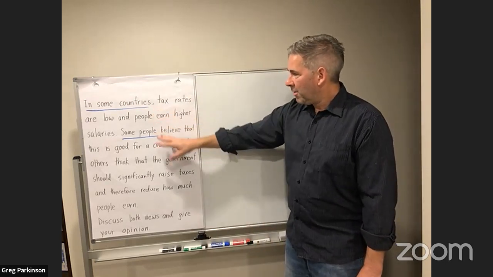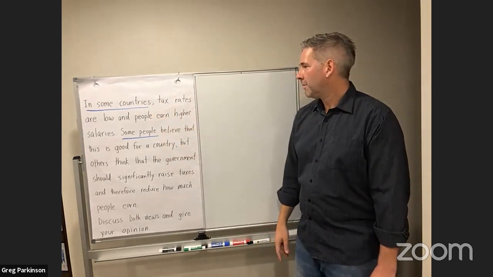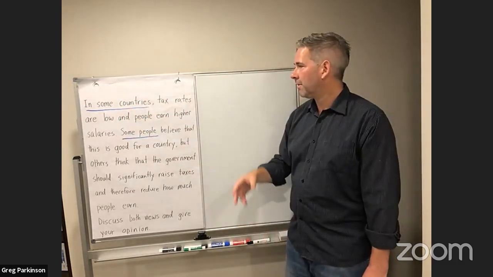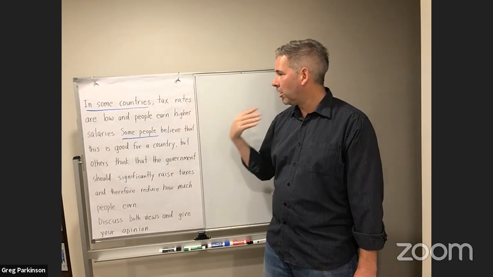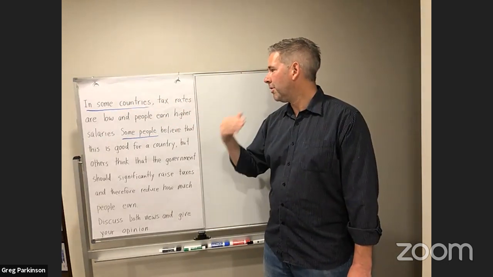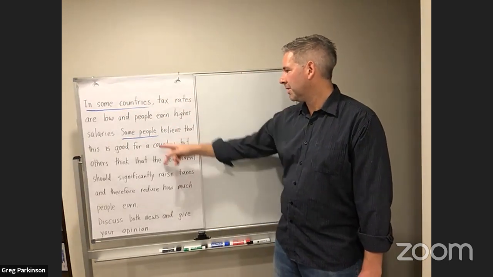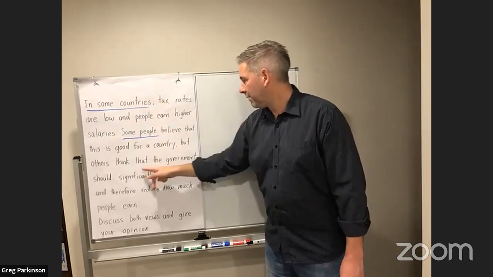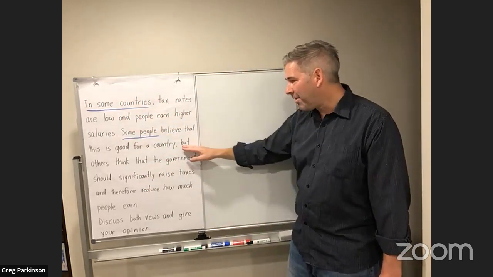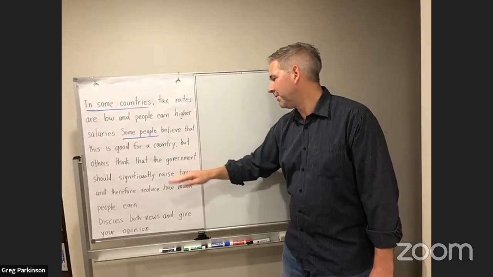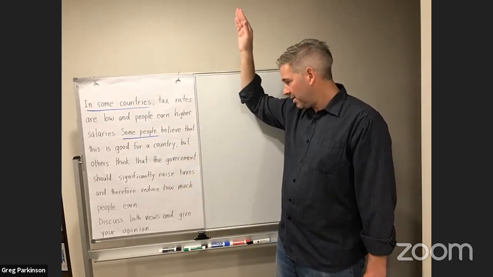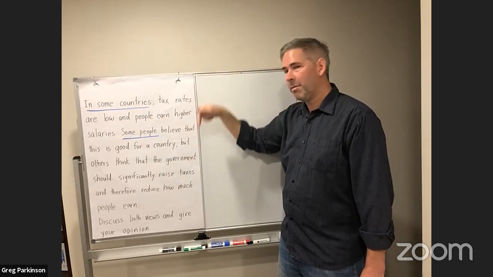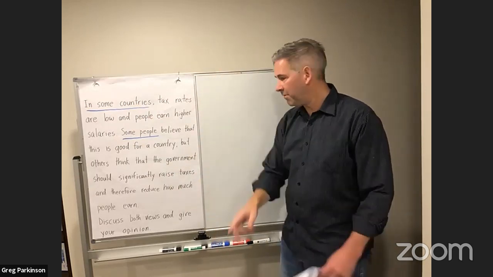But we can see here, we have two views, right? So we're given a little bit of background, right? So in some countries, tax rates are low and people earn higher salaries, right? So some people believe this is good for a country, but others think that the government should significantly raise taxes and therefore reduce how much people earn. Right, so we have two views.